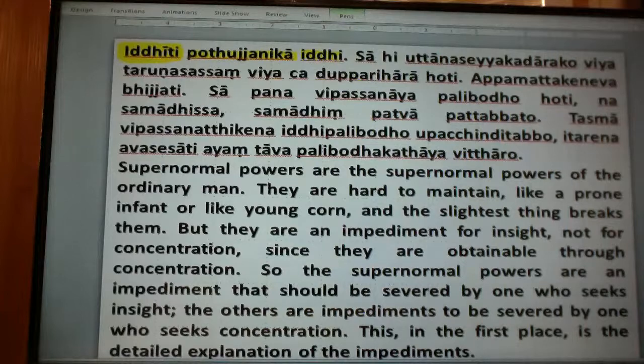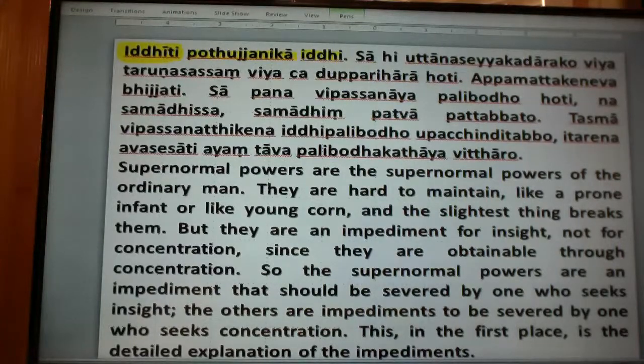Here the supernormal power is not an impediment for a noble person, because they have already become noble. So the impediment mentioned here is for the Putujana, the ordinary person. That's why in the English translation, the Pali mentions Putujanika.